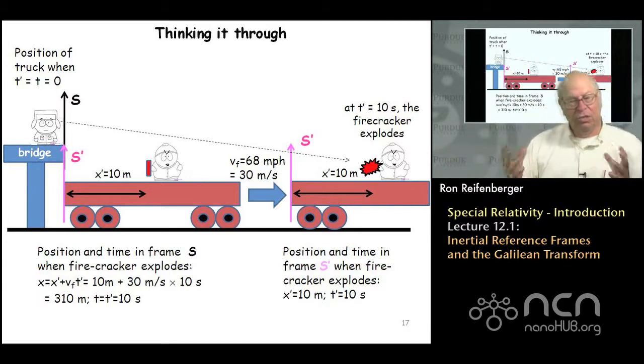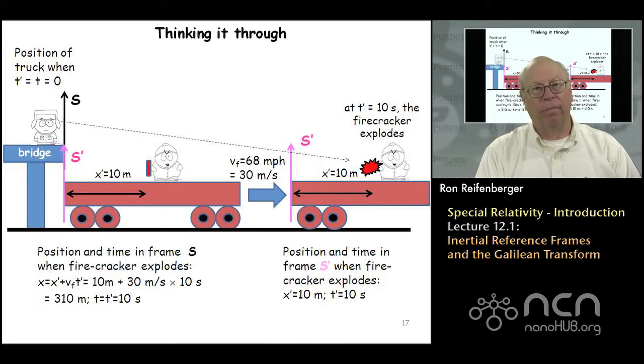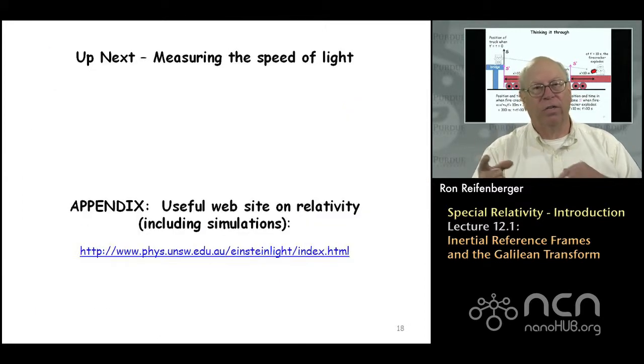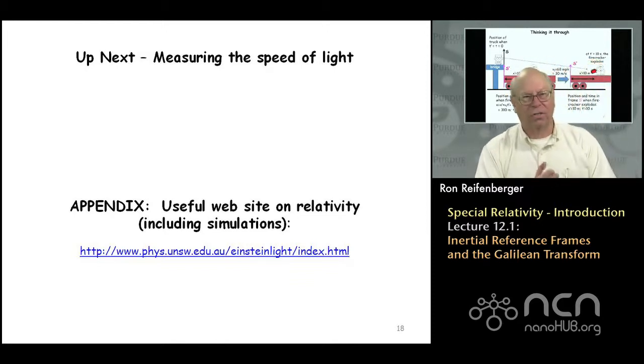So, as a real simple example, it gives the basic idea behind this Galilean transform, and in the next lecture we're going to apply that to the speed of light and see what interesting contradictions arise. So we'll see you whenever you get a chance to look at that lecture.